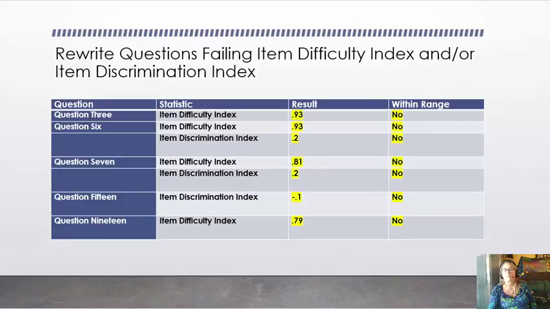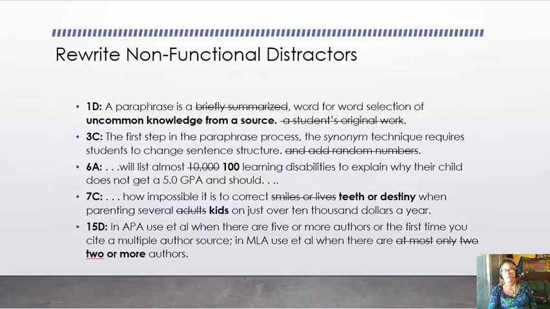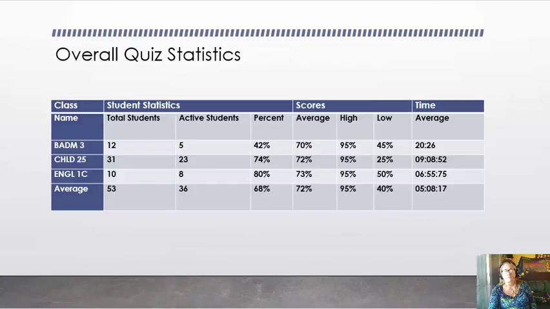The questions that failed the item difficulty index and/or the item discrimination index were rewritten. Those questions were 3, 6, 7, 15, and 19. The non-functional distractors were also rewritten: 1D, 3C, 6A, 7C, 15D. They were rewritten by removing extraneous information, making them shorter, and bringing them closer to the correct answer so as to make them a more functional distractor.